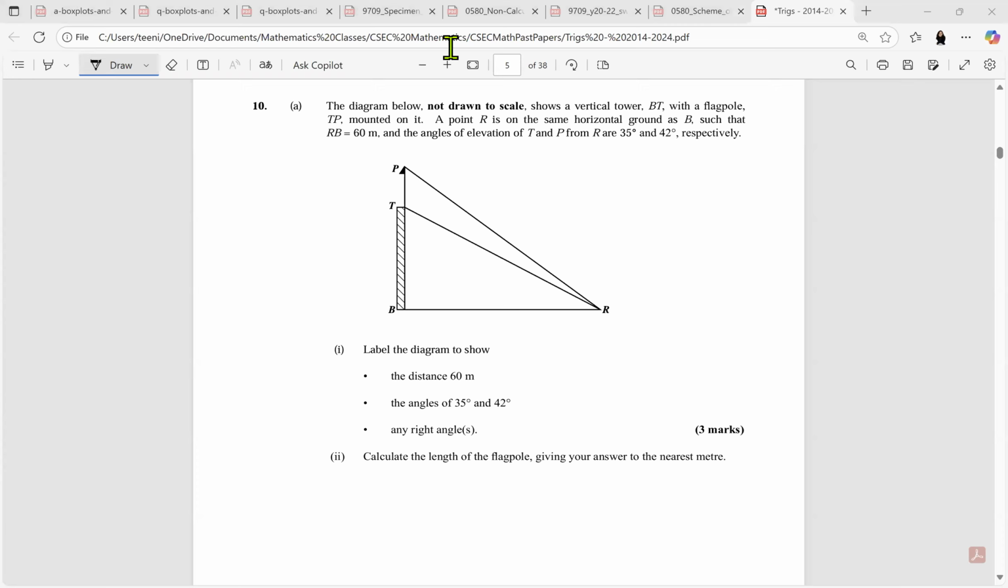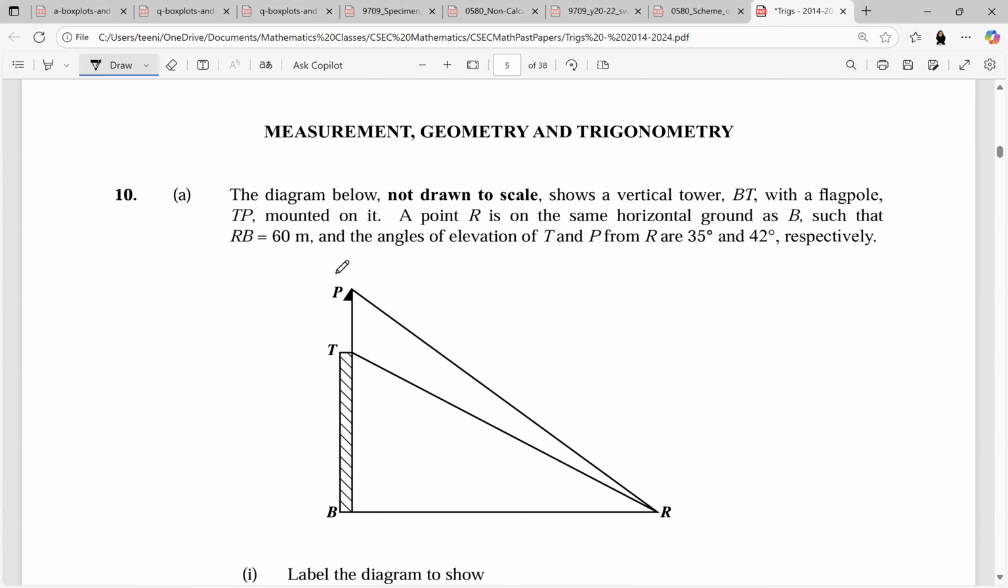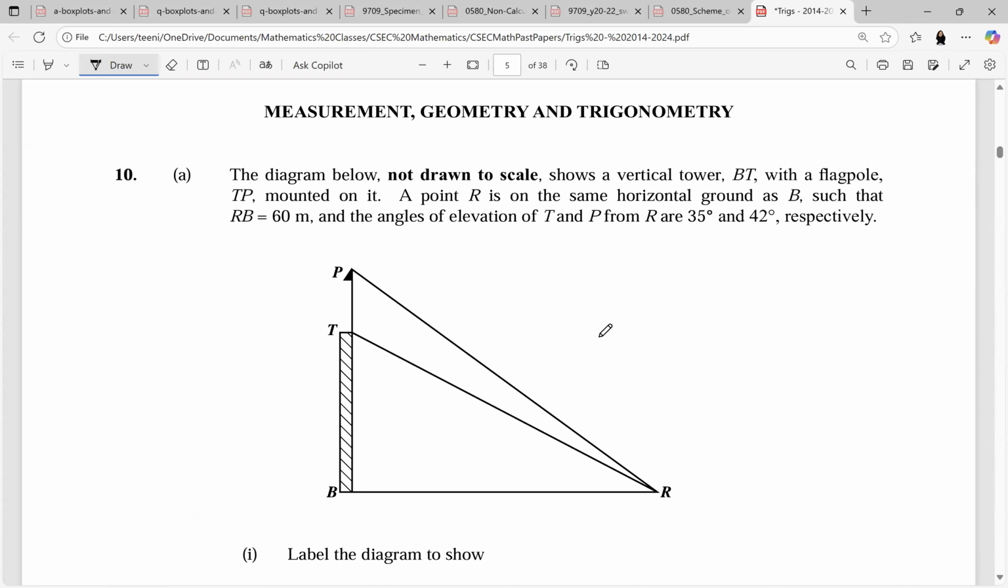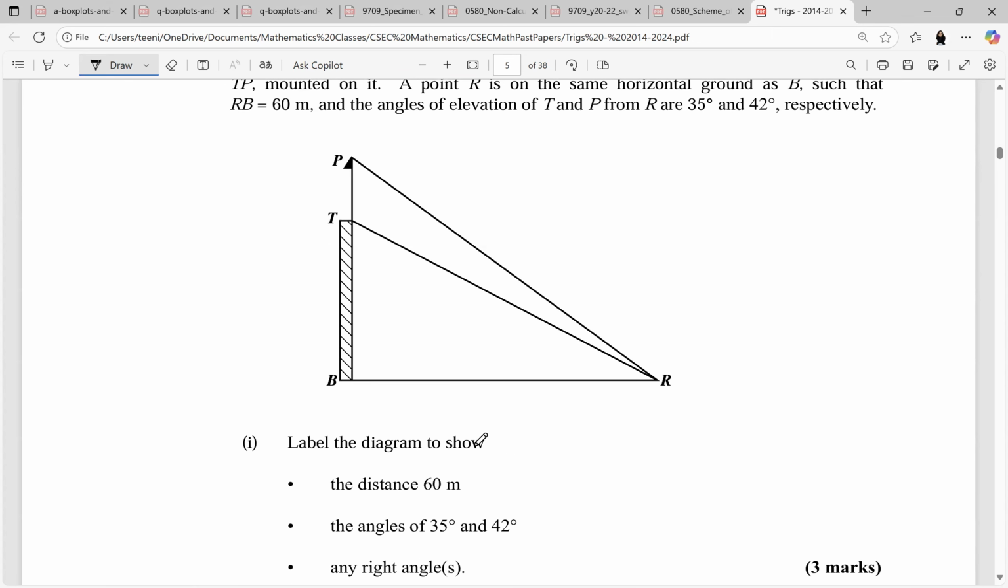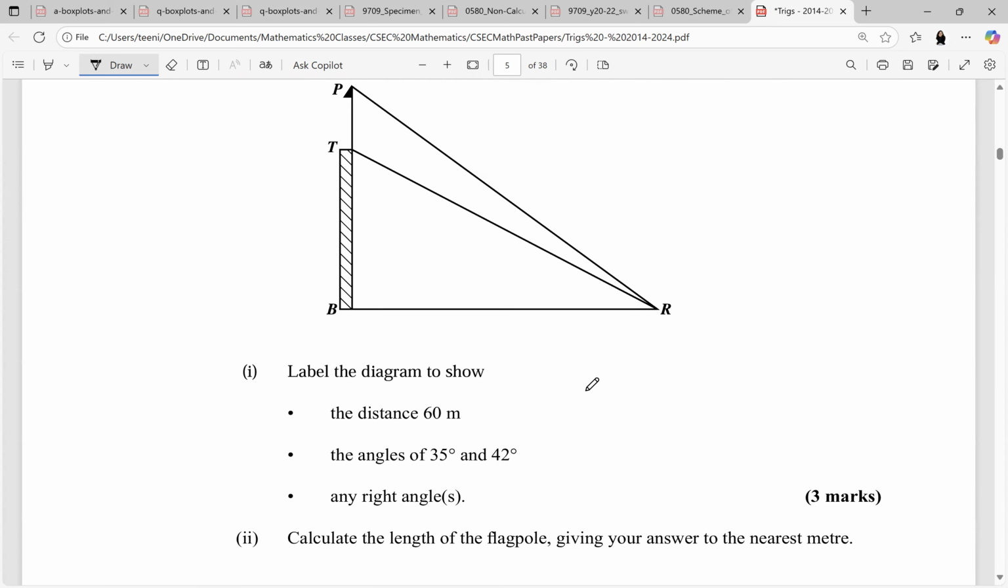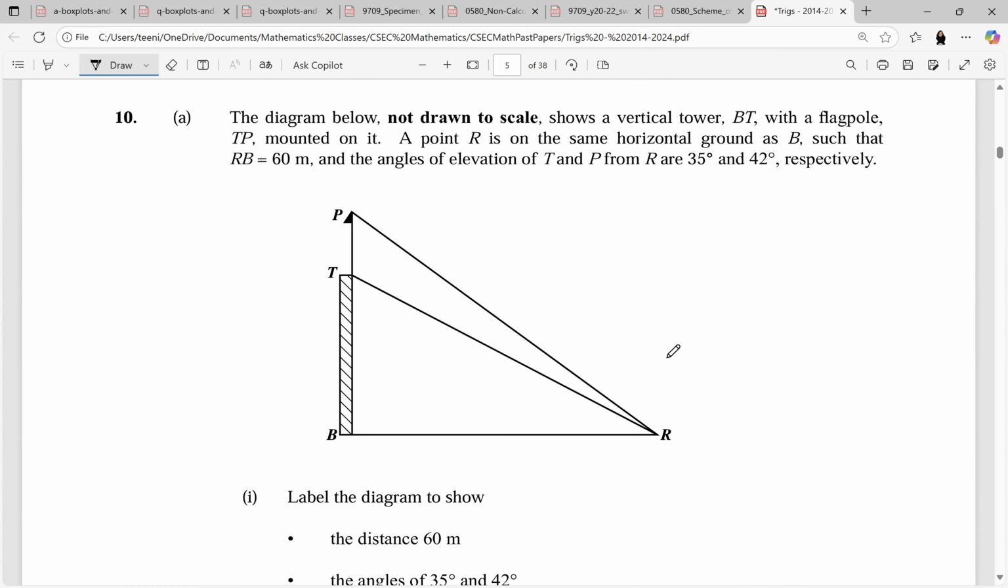Right. The diagram below, not drawn to scale, shows a vertical tower BT with a flagpole TP mounted on it. A point R is on the same horizontal ground as B, such that RB is 60 meters and the angles of elevation of T and P from R are 35 degrees and 42 degrees respectively. Label the diagram to show the distance 60 meters, the angles of 35 degrees and 42 degrees, and any right angle. Okay?